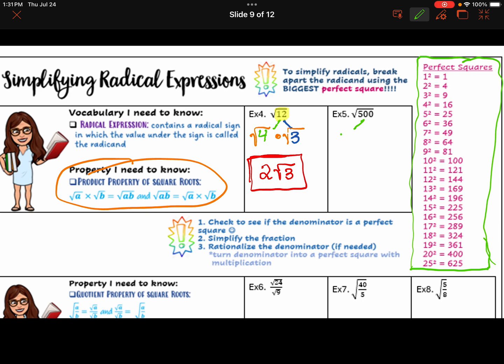And hopefully you're going, ooh, that would be 100. And you are correct. And 100 times what? Well, 100 times 5 gives me 500. So this is really just saying the square root of 100 times the square root of 5. And now it's time to go ahead and simplify. The square root of 100 is 10, and then we're left with radical 5.